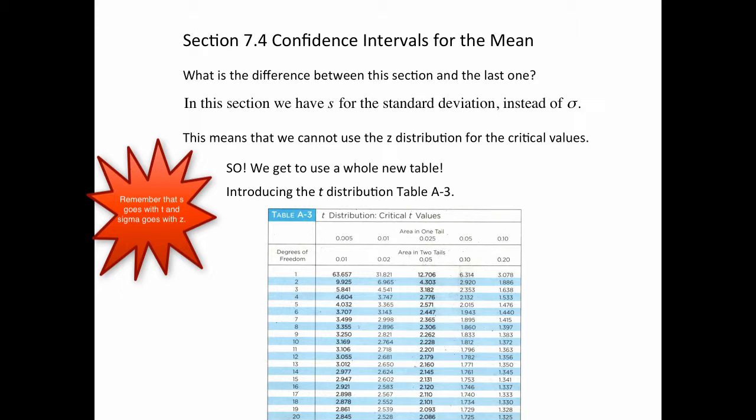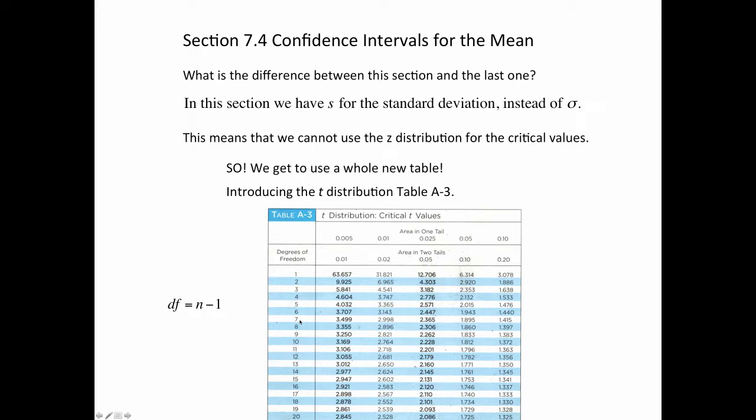The other thing is, on the side, we have what's called degrees of freedom. Here, degrees of freedom is very simply just n minus 1, sample size minus 1. So if you have a sample of size 13, you would use minus 1, this 12 right here, and then go across to whichever column you need.